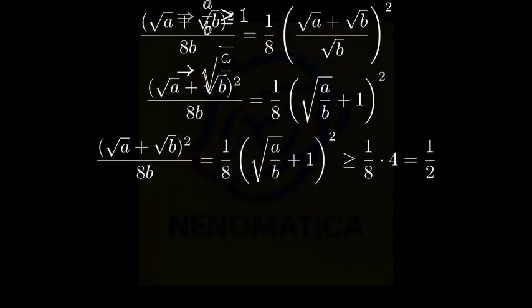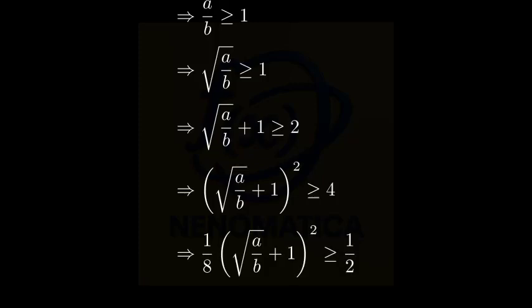Now, given our constraint that a is greater than or equal to b, we know that square root of a divided by square root of b is greater than or equal to 1. So, square root of a divided by square root of b plus 1 is greater than or equal to 2, and the square of this quantity is greater than or equal to 4. Therefore, 1/8 times this quantity is greater than or equal to 1/2. So, we have proven that the square of (square root of a plus square root of b) divided by 8b is greater than or equal to 1/2. This confirms the right-hand side of our original inequality.